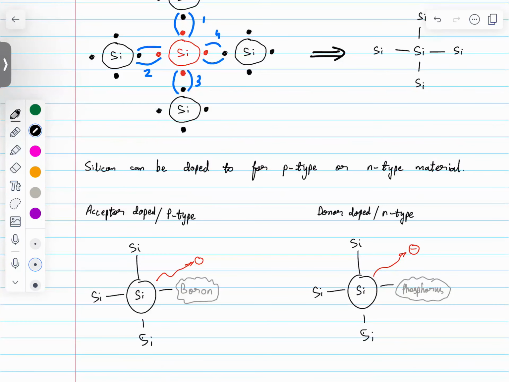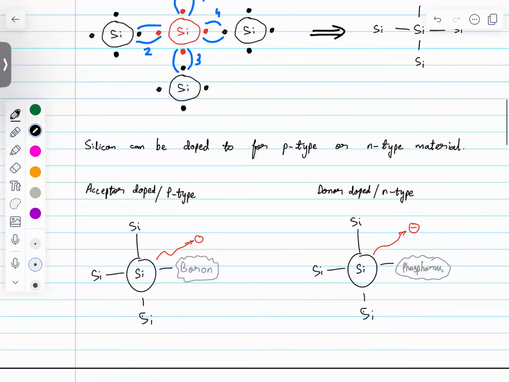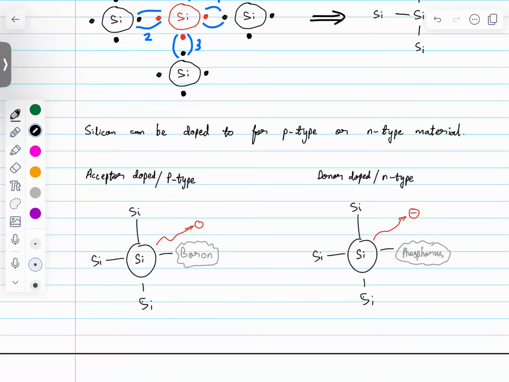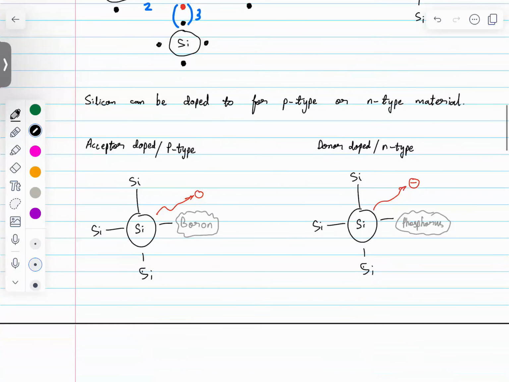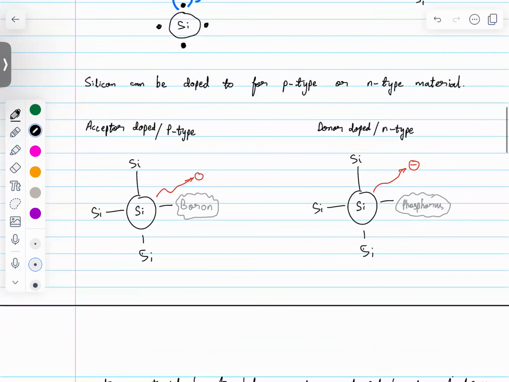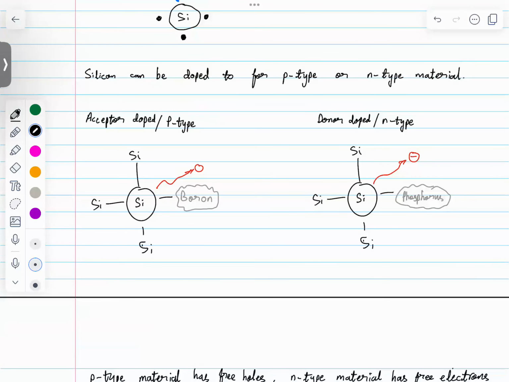But here's the thing. Silicon crystals by themselves are not very interesting. So one interesting thing you could do with a silicon crystal is that you can dope it. You can dope a silicon crystal to make it a p-type or an n-type material. So here's an example. Silicon is in the fourth group of the periodic table, right? You could take another element, let's say boron, which is in the third group of the periodic table, meaning that boron only has three valence electrons.